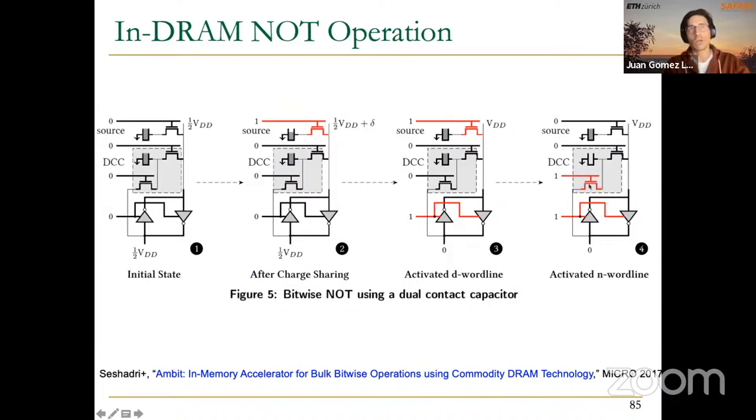this access transistor of the dual contact cell that is directly connected to the other side of the sense amplifier, of this inverter that composes the sense amplifier. So if we have 1 here, we'll have 0 here, and this 0 is copied to the destination cell when we activate this word line. So this is a way of implementing NOT. It might not be the only way of doing NOT inside DRAM, inside the DRAM subarray, but it is the way that the Ambit paper proposes.